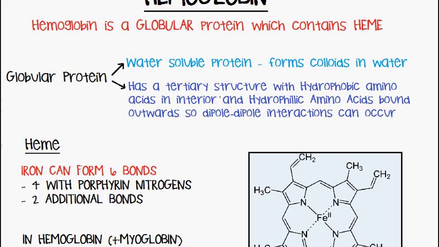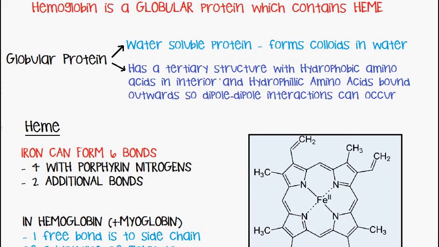a solution microscopically. And it has a tertiary structure, which we've mentioned here, and it has hydrophobic amino acids in the interior of the molecule and hydrophilic amino acids bound outwards. So this means that there's water-hating amino acids in the inside of the globular protein and water-loving amino acids bound outwards on the exterior. So this means that there can be dipole-dipole interactions with other solvents. This is a feature of globular proteins.